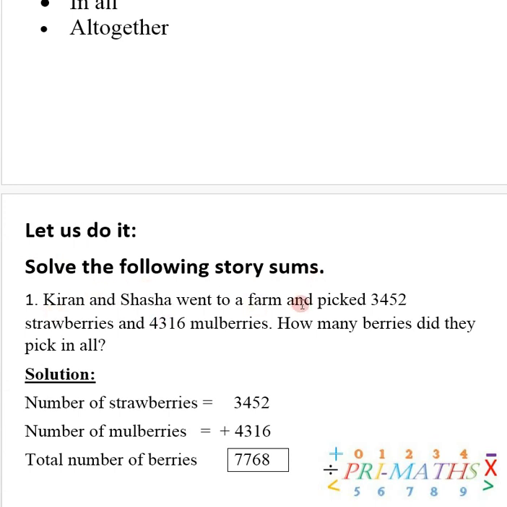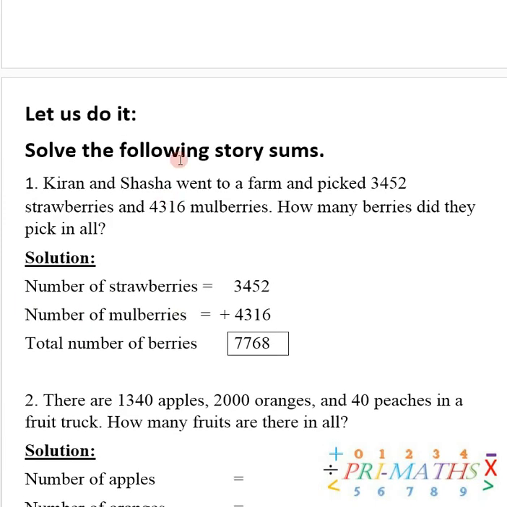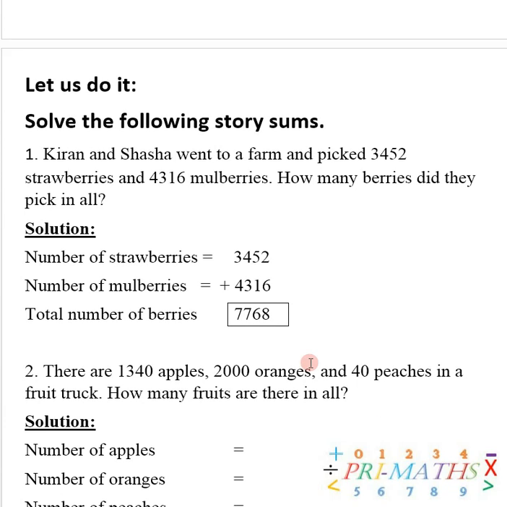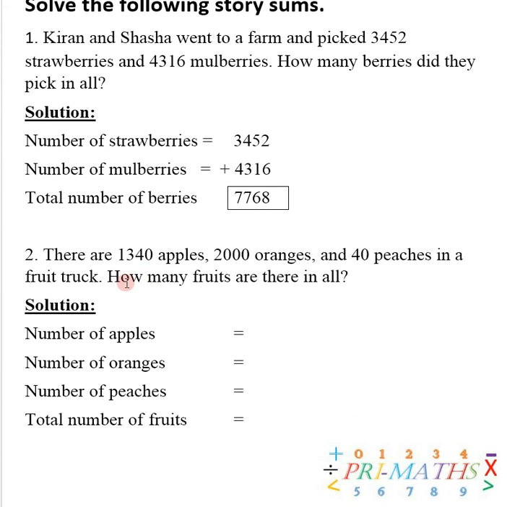Kiran and Sasha went to a farm and picked 3,452 strawberries and 4,316 mulberries. How many berries did they pick in all? So, number of strawberries, 3,452. Number of mulberries is 4,316. And what will be the total number of berries? 6 plus 2, 8. 5 plus 1, 6. 4 plus 3, 7. And 3 plus 4, again 7. So the total number of berries is 7,768.